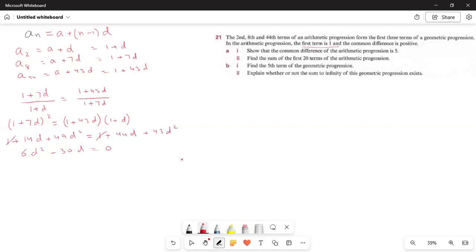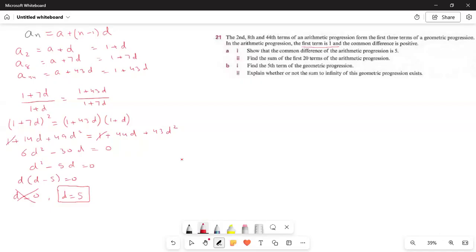So if I divide everything by 6, it's going to be d squared minus 5d. So if I take d common, it is d times d minus 5 equals 0. So this is giving d equal 0 or d equal 5. I will not take d equal 0 because it will not give you another answer. I'll take this one. The common difference is 5. So we have shown that the common difference of the arithmetic progression is 5. So we are done.